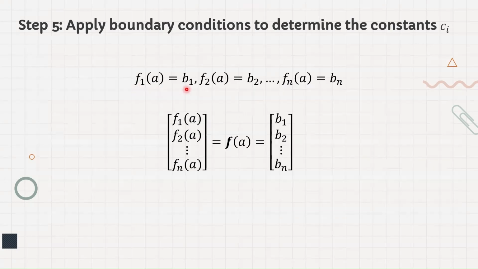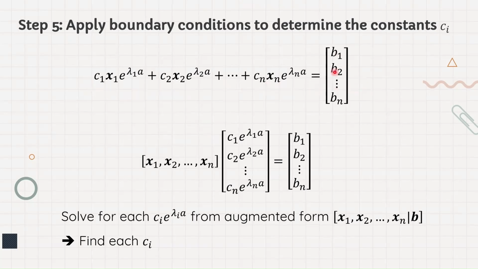So f1 at a equals b1, f2 at a equals b2, and fn at a equals bn, where we know that this column vector is just f at a, which is just replacing x with a. So this is our equation, equal to this. And we can write this as a matrix multiplication.